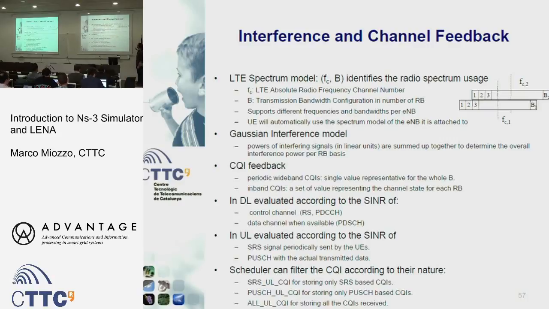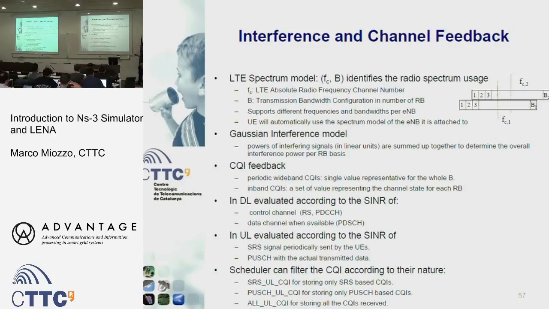For considering the interference in case of overlapping, we adopt the Gaussian interference model. So the power of the interfering signals in linear units are summed up together in order to determine the interference within the resource block. And according to this model, we can evaluate the CQI feedbacks.